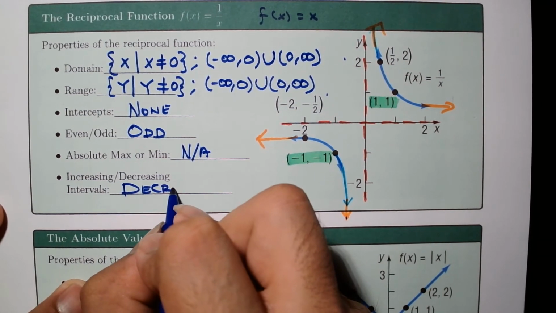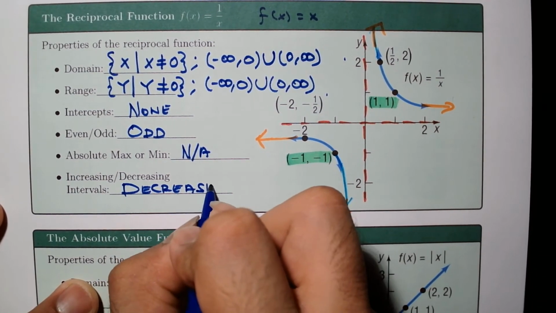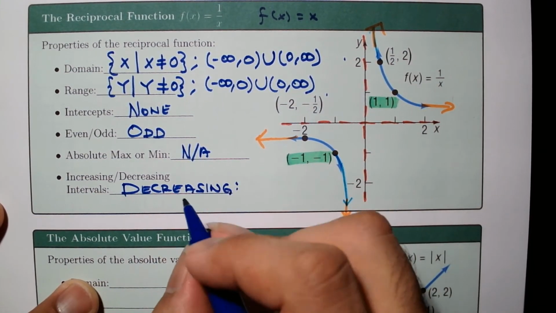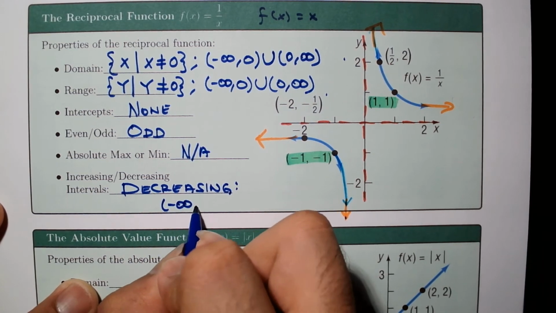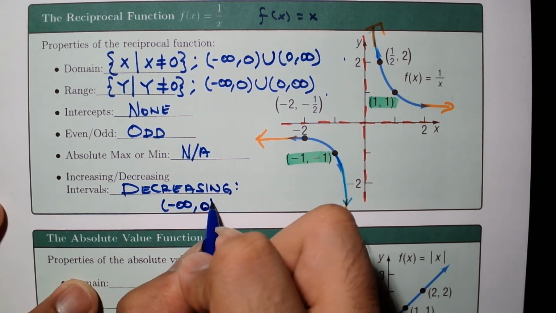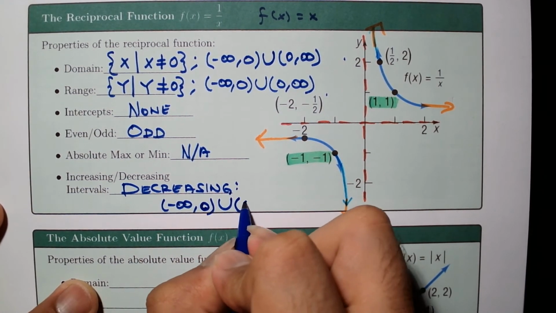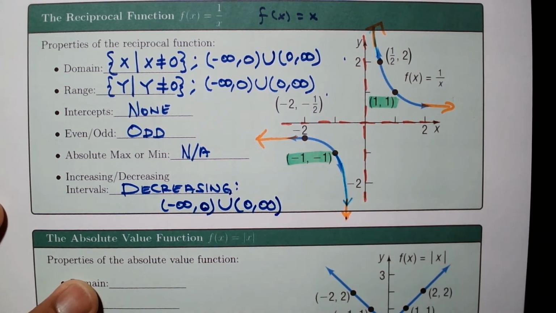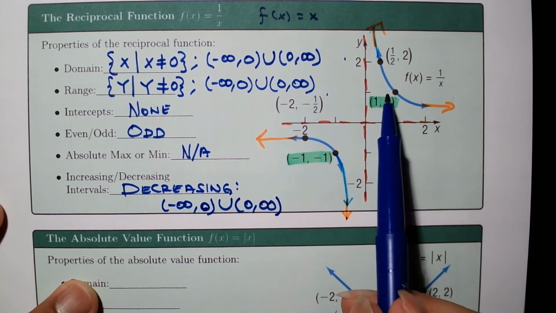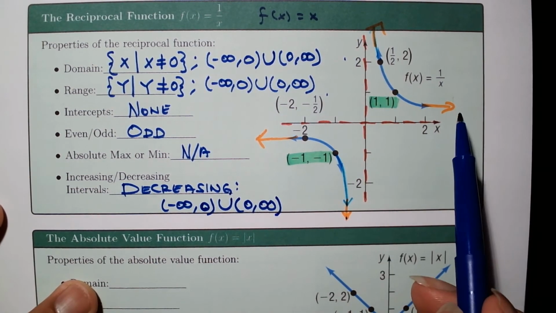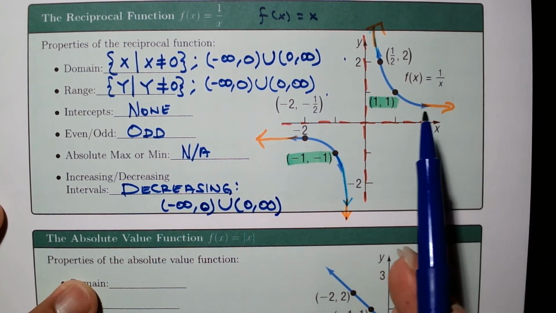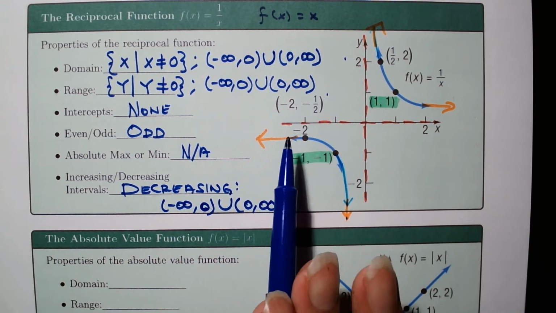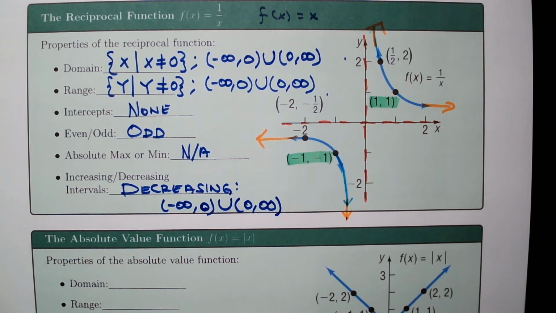The function is decreasing in the interval comprised by negative infinity to 0, with a union symbol, 0 to infinity. Okay. Again, yes, it looks like it's going up here, but that happens when you look at the graph from right to left. But that's not the right way to look at a graph. It's always from left to right.